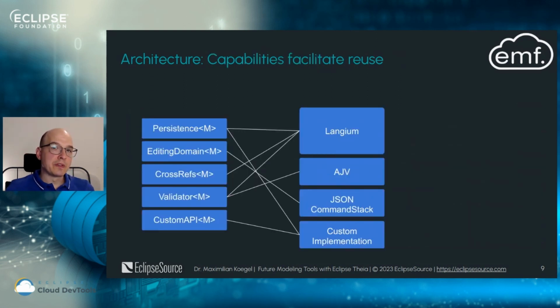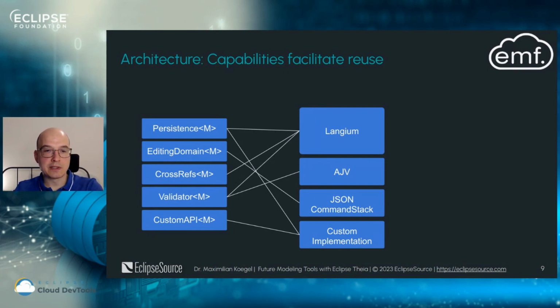So how does that work with facilitating reuse? Those are actually combinations that are in use in products that we have created. So for persistence, you can, for example, use Langium, which is a new version of Xtext, if you're familiar with Xtext. So it's a textual language framework. Then you persist with the grammar of your textual DSL, which is often useful because then it's also human readable in its text form. Or you can have your custom implementation.